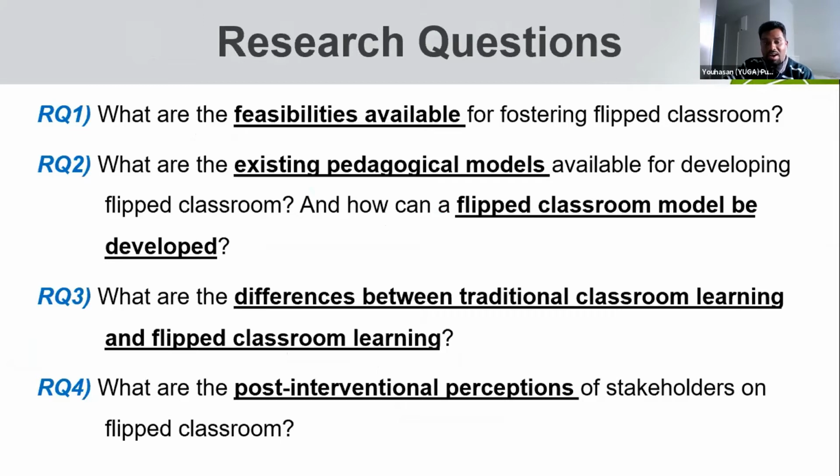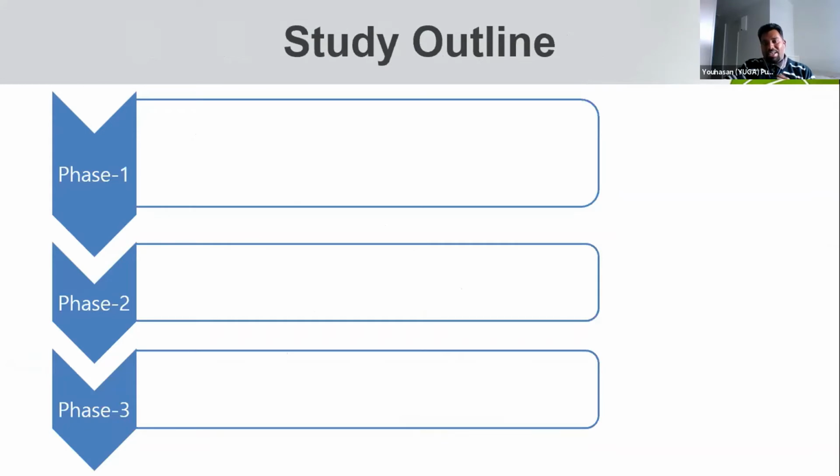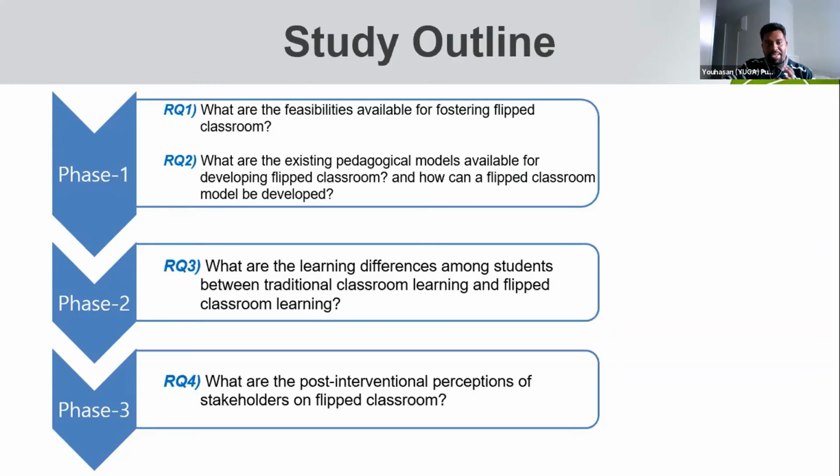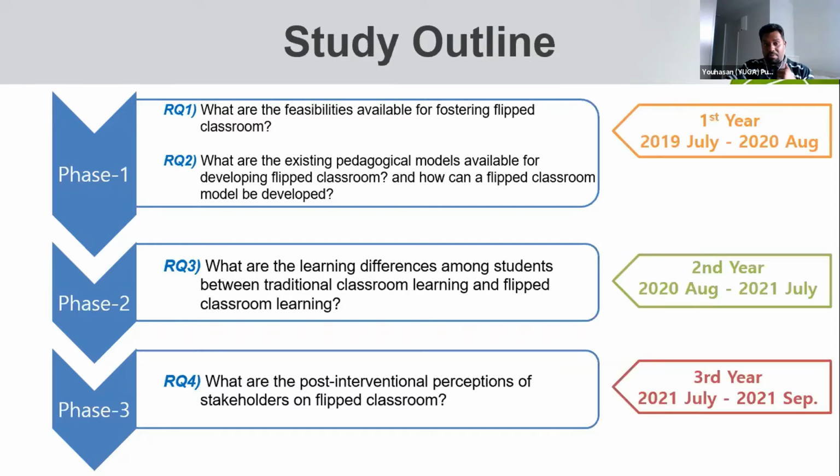on the flipped classroom? To answer these research questions, we designed our PhD project into three phases. Phase 1 investigates research questions 1 and 2. Phase 2 investigates research question 3. And phase 3 investigates research question 4. And also we set up the deadline for each phase.